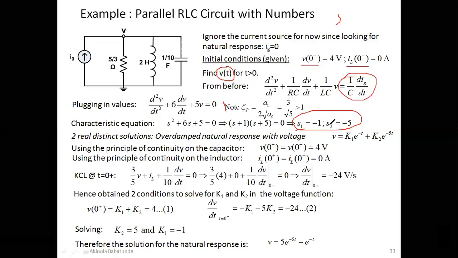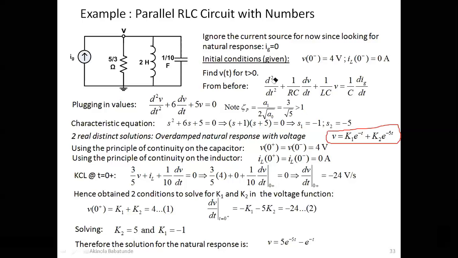Since we have first response and second response, our V will be the summation of the natural first response with the natural second response. So we do have k1 exponential minus t, that is minus 1 times t, plus k2 exponential minus 5t. This gives us the summation of the natural response in this circuit. But don't forget that we have initial conditions, and we can use them to find the value of k1 and k2. How do we do that?